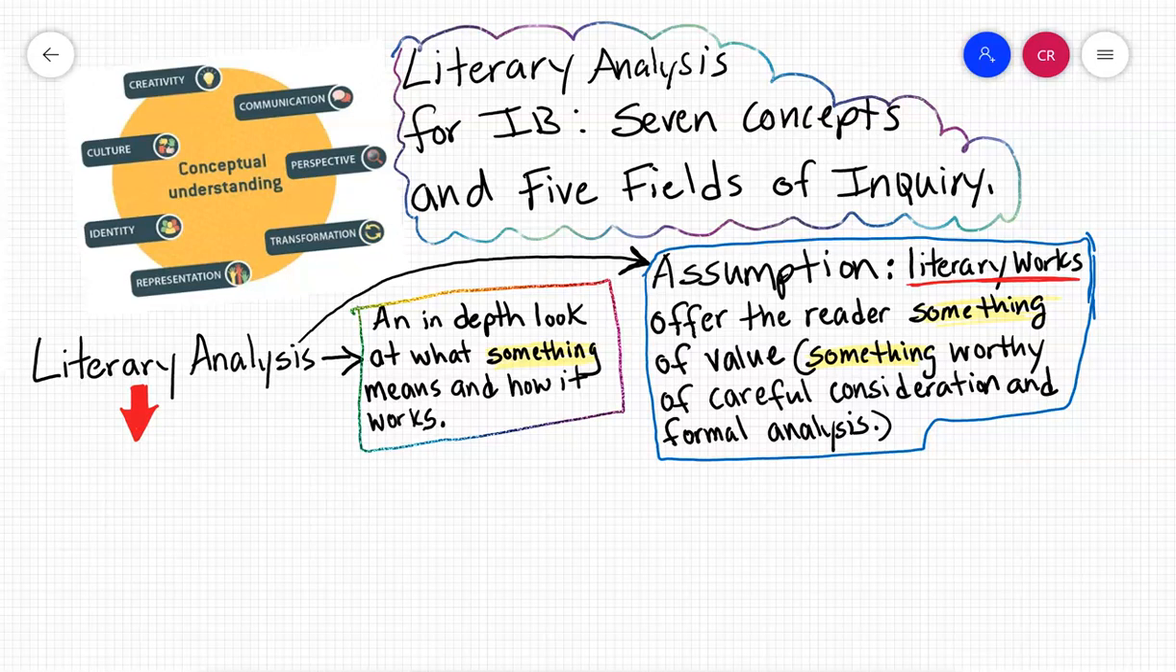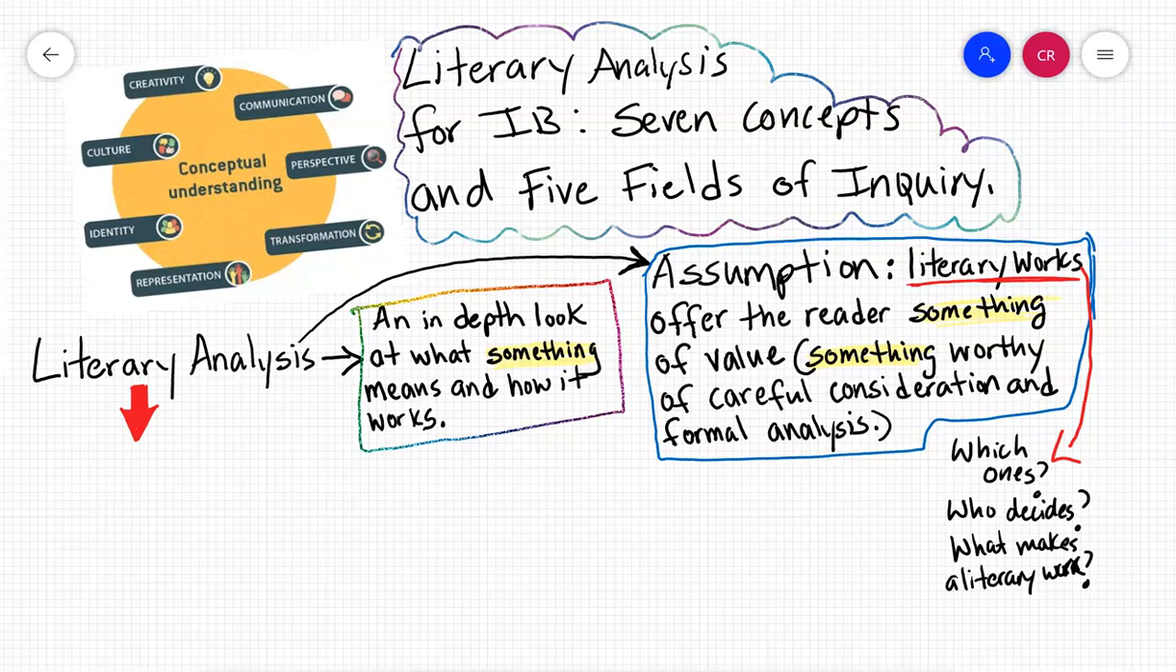We're going to talk about these literary works because we have to define, well, what do we mean by literary works? We said that literary analysis is an in-depth look at what something means and how it works. And now we've said that a literary work offers the reader something of value, something worthy. And this word something keeps coming up. So we have to go, well, what is this something? And really, what are we talking about when we say literary works? Which ones? Who makes this decision? What makes something of literary value?